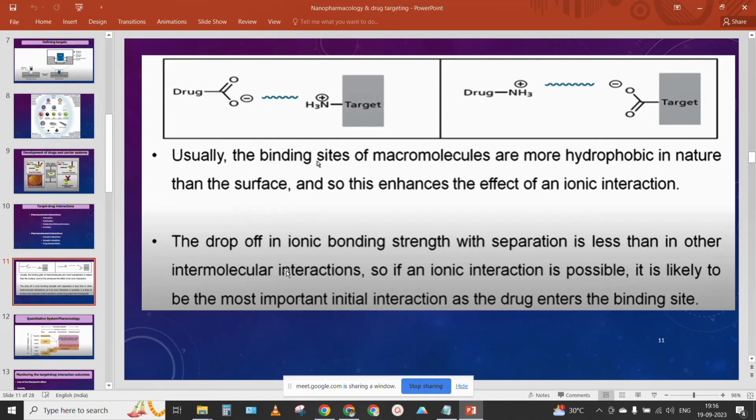The drop in ionic bonding strength with separation is less than in the other intermolecular interactions. So if an ionic interaction is possible, it is likely to be the most important initial interaction as the drug enters into the binding sites.